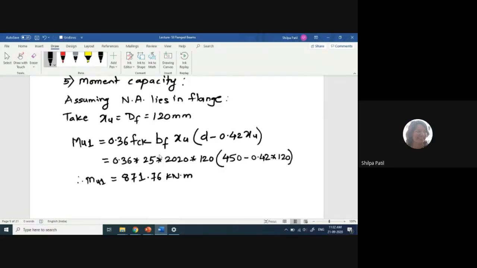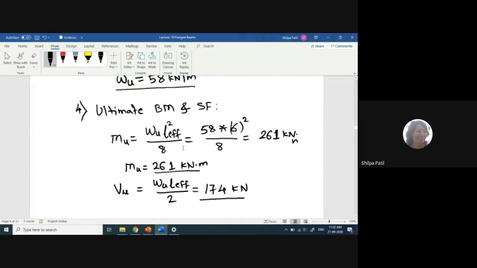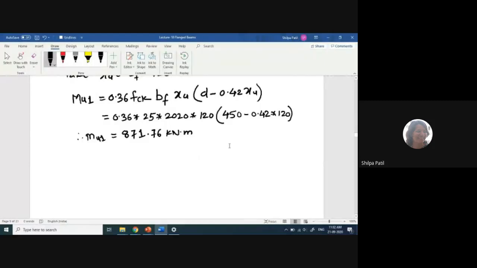Unit. Yes. Now compare this value of MU1 with the bending moment which we have calculated in the previous lecture. So the bending moment calculated was 261 kilonewton meter, right? And this value is coming as 871. So this value is greater than MU, so this indicates that the neutral axis lies in the flange only. This value gives us an idea about the XU value.